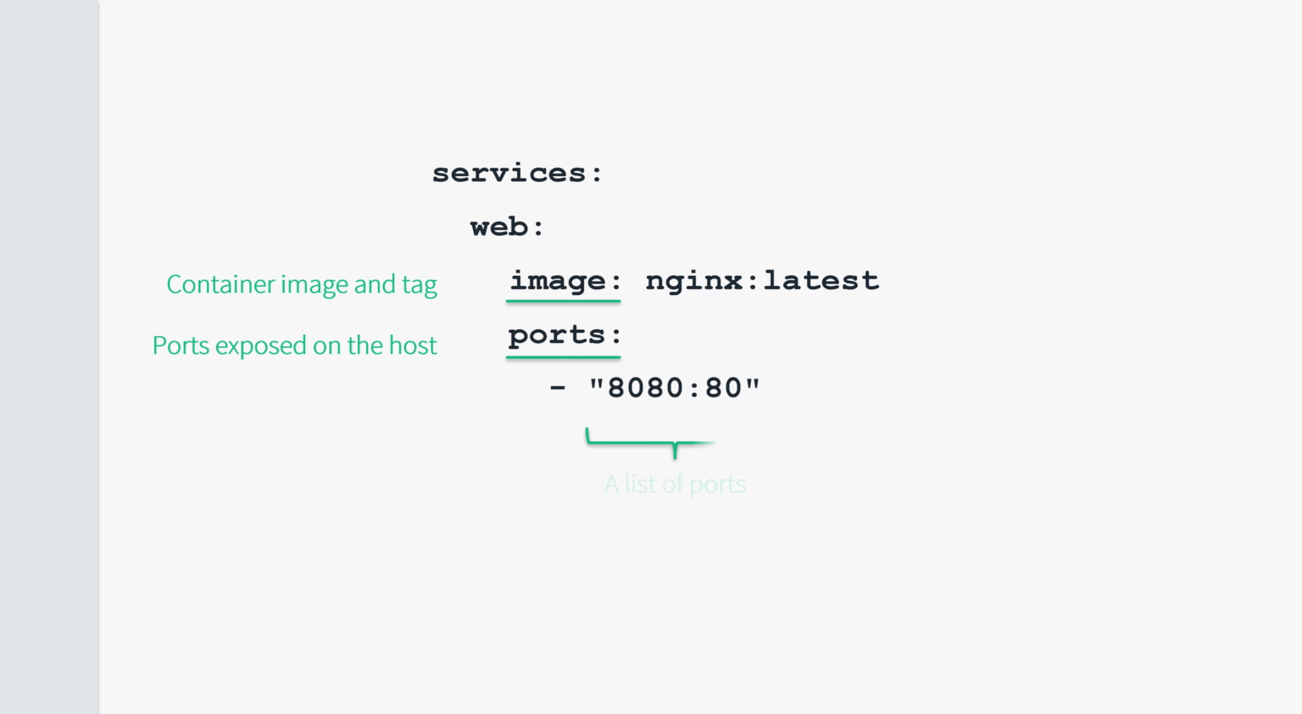Notice the hyphen or dash symbol before our ports? This is YAML list syntax. Because this is a list, we could include multiple port mappings here if we need to.